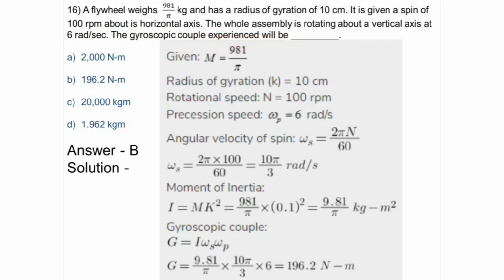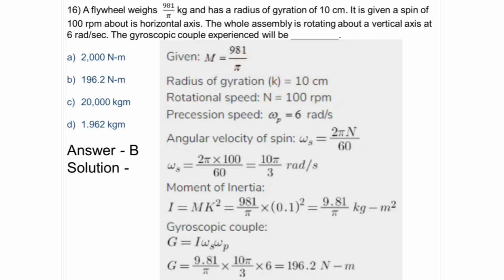So they have asked the gyroscopic couple, and you know the formula for gyroscopic couple is nothing but C is equal to I into omega p, where omega p is the precessional angular speed, and that is given as 6 radians per second. Also rotational speed is given, N is equal to 100 rpm. Radius of gyration k is 10 centimeter. You have to convert that centimeter into meter, 0.1 meter, and mass is also given.